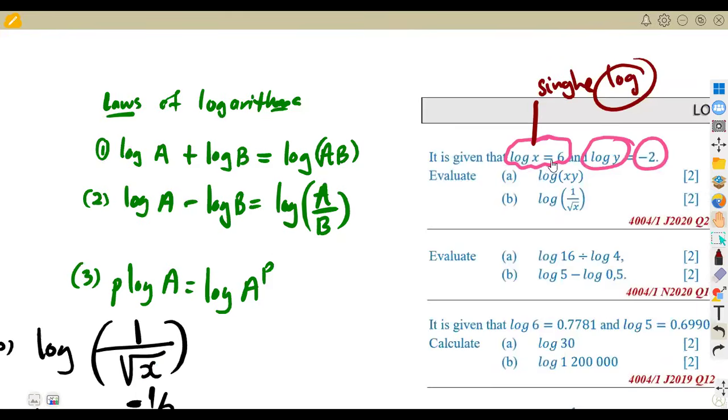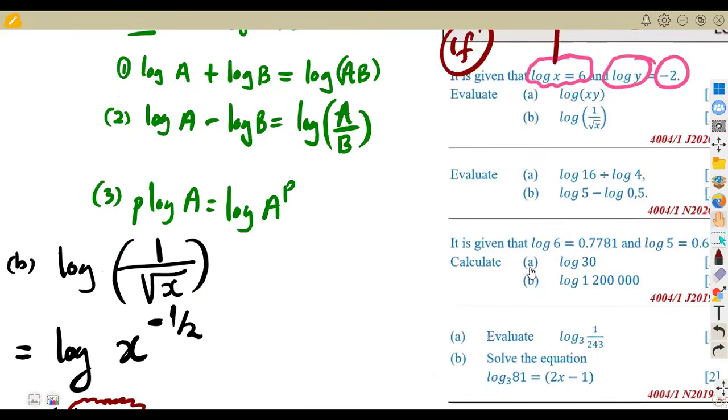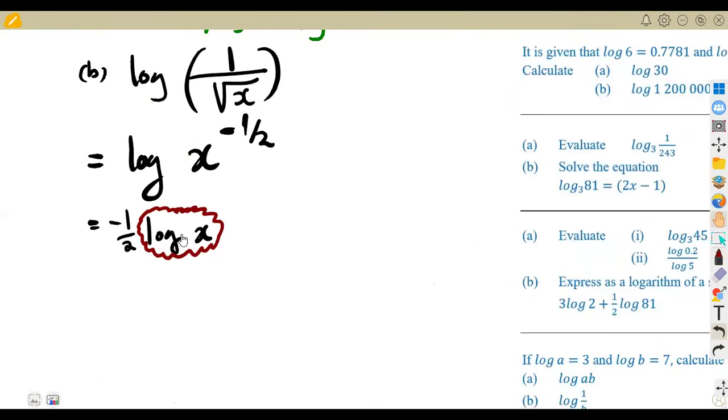Once we see it as a single log, we go back to substitution. Because log x, we were told, is equal to 6. So where I see log x as a single log, I substitute the number 6. So this will be -1/2 times 6. That's it. -1/2 times 6 in place of log x.